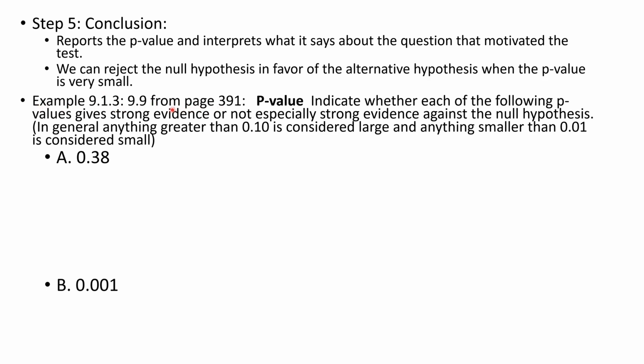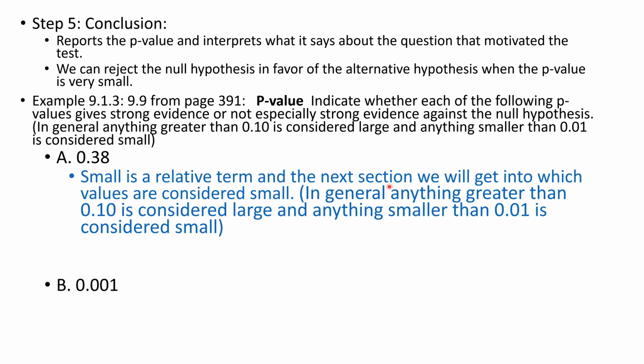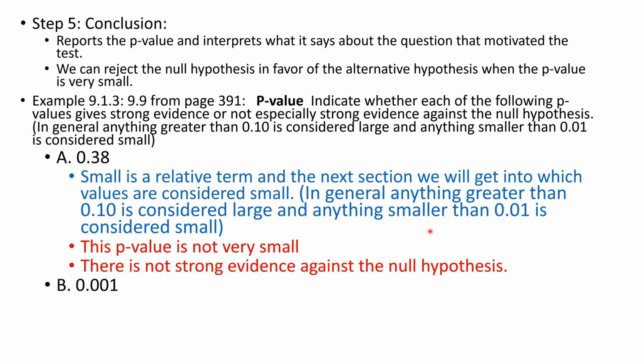Here is another example from your textbook. You can pause this video and try to do it by yourself. If p-value equals 0.38, we have to know that small is a relative term, and in the next section we will get into which values are considered small. In general, anything greater than 0.1 is considered large, and anything smaller than 0.01 is considered small. So this particular p-value is not very small. So we say there is no strong evidence against the null hypothesis. If the p-value equals 0.001, then there is strong evidence against the null hypothesis.